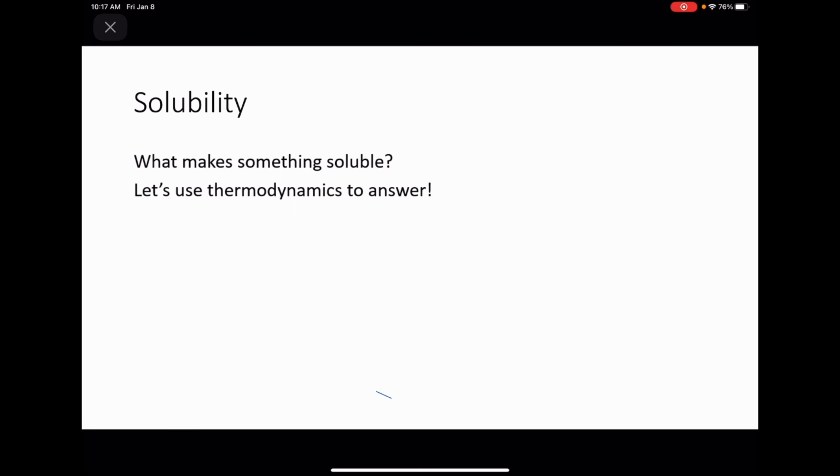Now let's briefly go through what makes something soluble. Actually, what makes something soluble depends on what our solute is and what our solvent is, very detailed in terms of the structure and so forth. But let's think about this in terms of thermodynamics. So we know that enthalpy, when we were talking about particular molecules, was related to the bond strength, the strengths of the various bonds of your molecule itself.